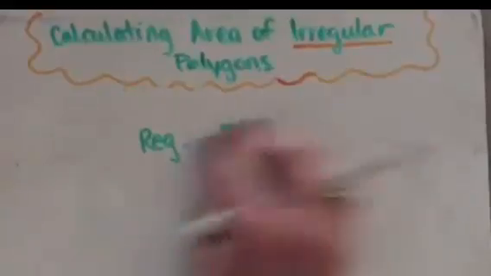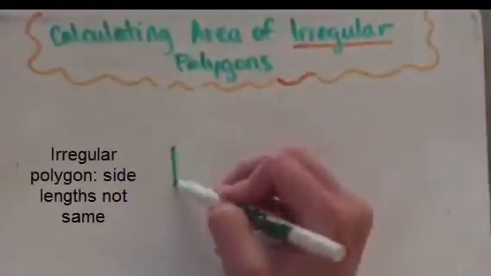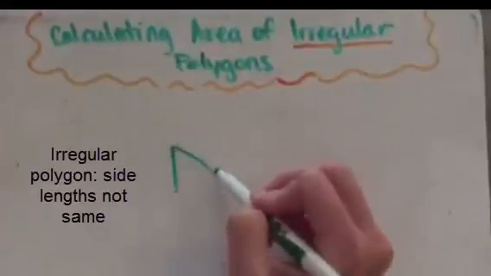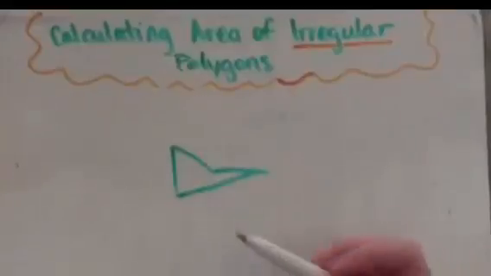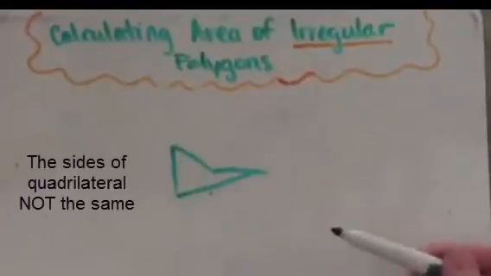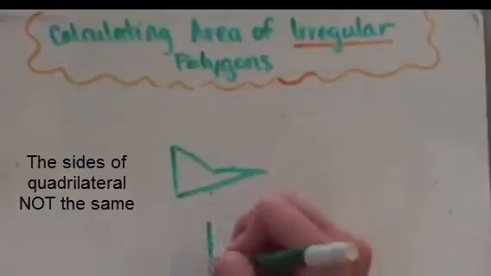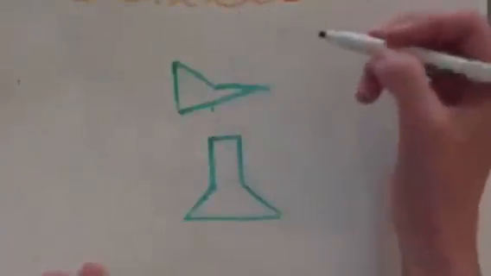An irregular polygon, on the other hand, is one whose side lengths are not all the same. So maybe that as a quadrilateral, 1, 2, 3, 4 sides, but obviously the side lengths and the angle measures are not the same. Or something like this as a hexagon, 1, 2, 3, 4, 5, 6 sides, but the side lengths are different and the angle measures are different.